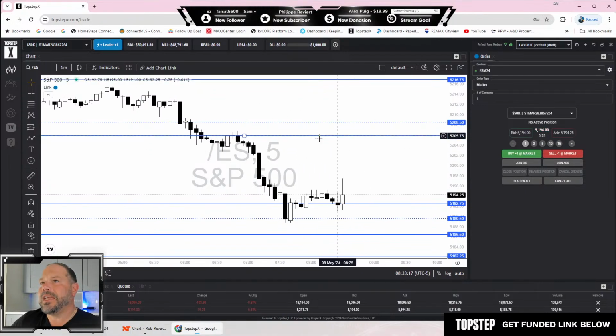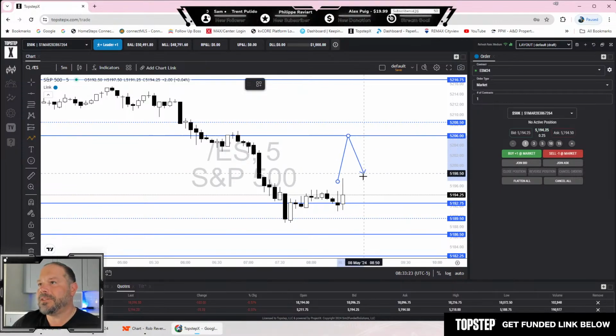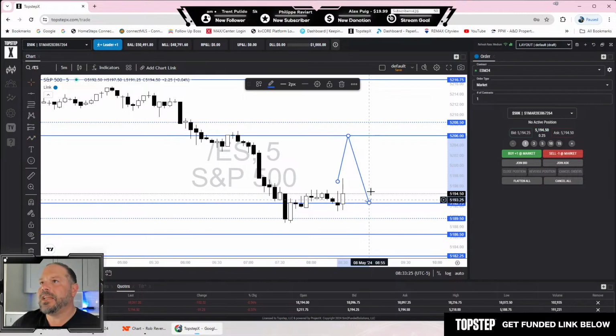So in a situation like that, now you've got maybe a trade opportunity from this level down to this level, using this as your stop loss somewhere right here, which is still a very good risk to reward.